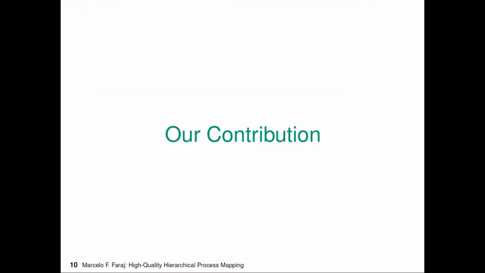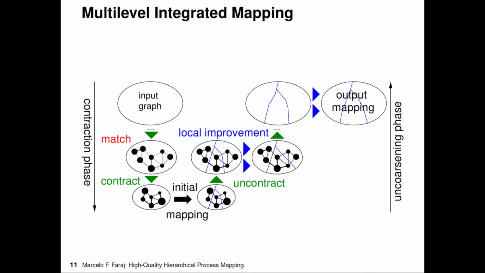And now I will show our contribution. Here you can see a picture detailing our multi-level scheme. First, you have an input graph. You find matchings in this input graph and contract the edges contained in this matching. And it continues over and over until we can apply some expensive initial mapping algorithm.